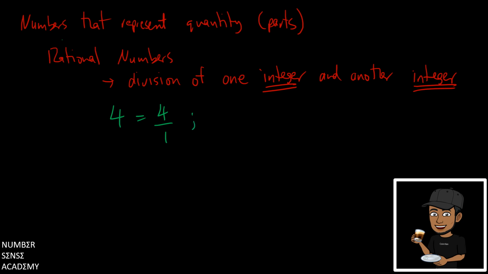So, sorry, 4 is a rational number because it can be written as 4 over 1. And we see that there are two integers. So we have the 4 that's an integer and the 1 that's an integer. And then we have 5 over 8. So this is a rational number because 5 is an integer and 8 is an integer.